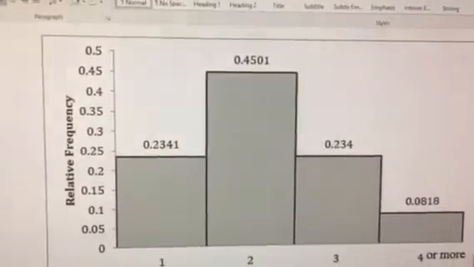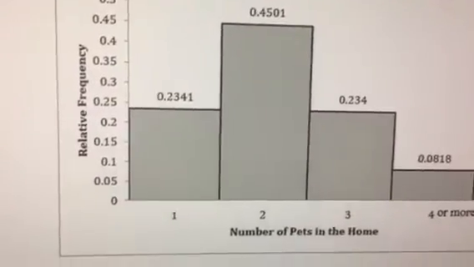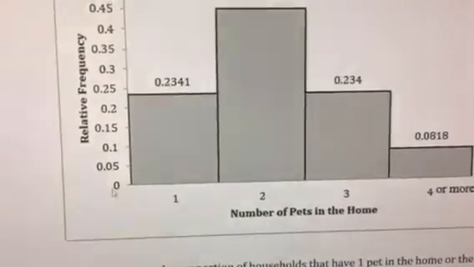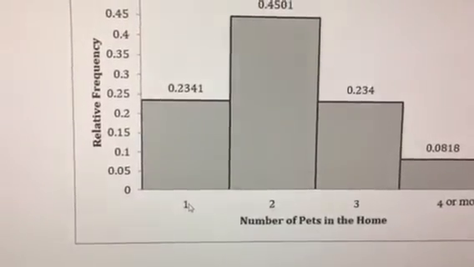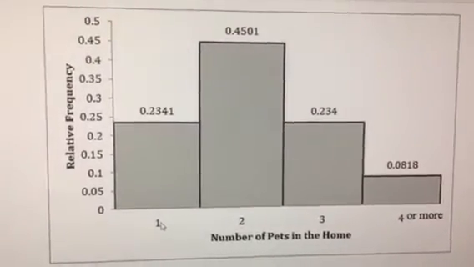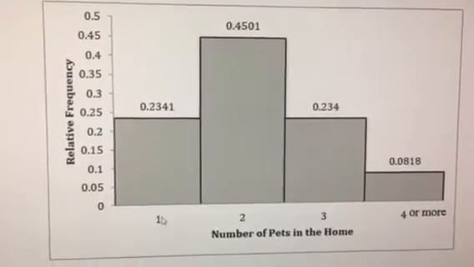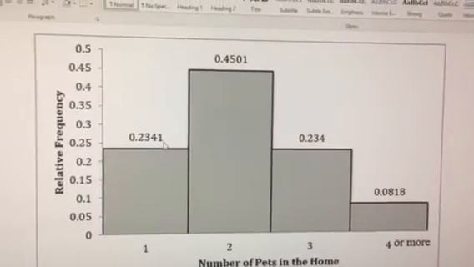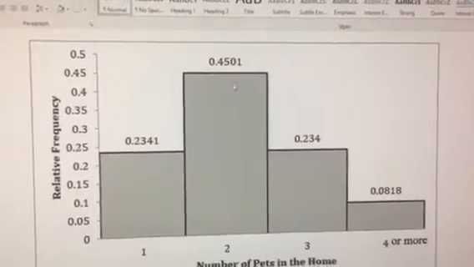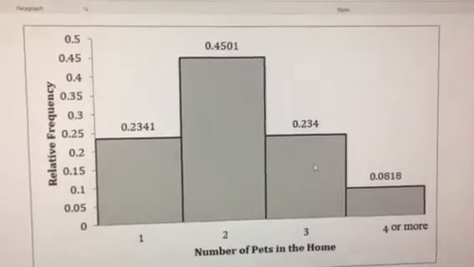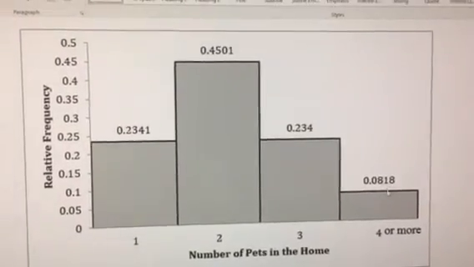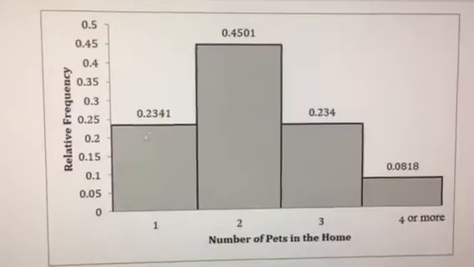You're just going to read the histogram, but let me remind you of something. Notice down here at the bottom, this histogram is talking about the number of pets in a home. When they did an interview, they did a sample. Notice the percentage that had one pet would be 23.41% if we did it in percentages. Notice 2 pets would be 45.01%. 3 would be 23.4%. And 4 or more would be 8.18%. That's you looking at your graph.